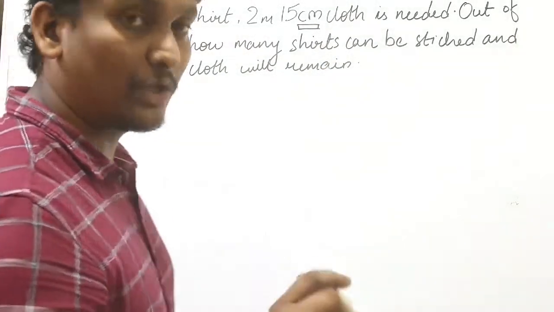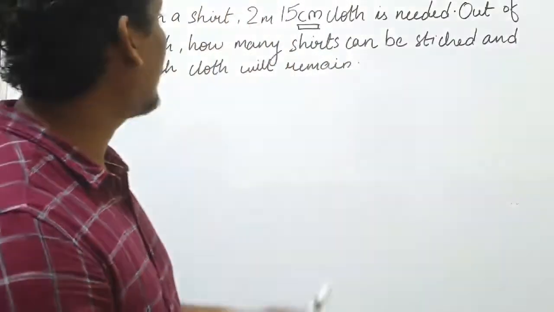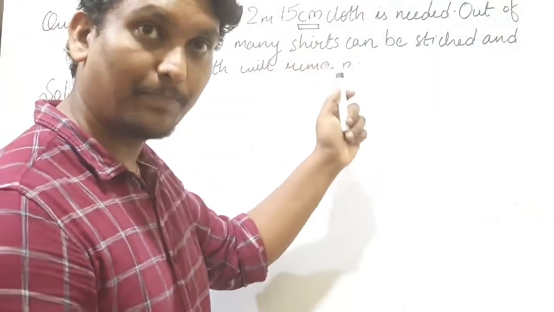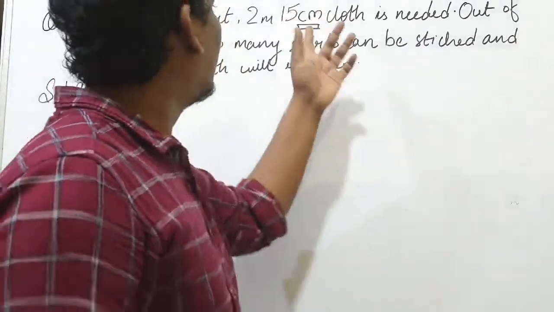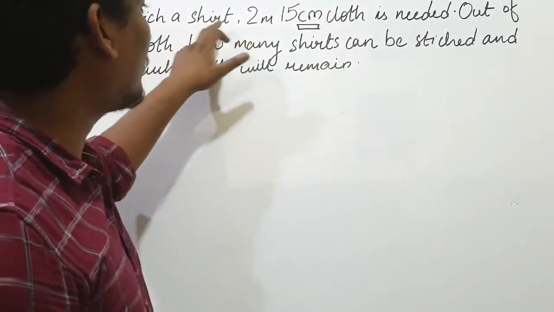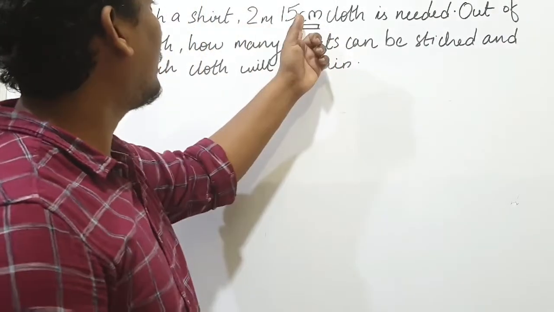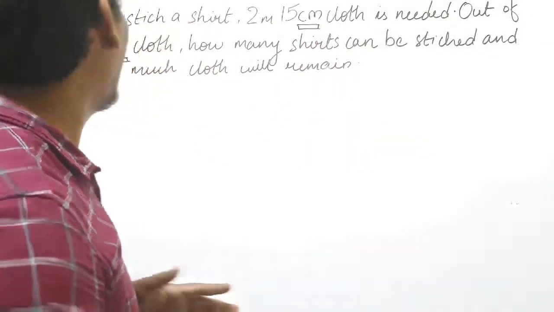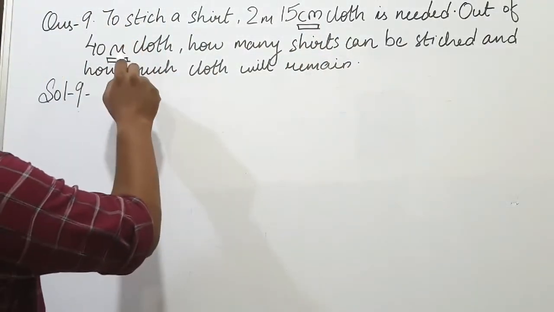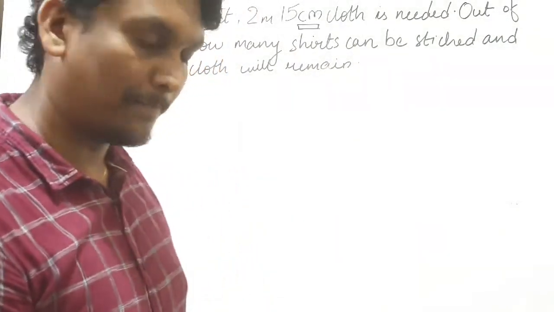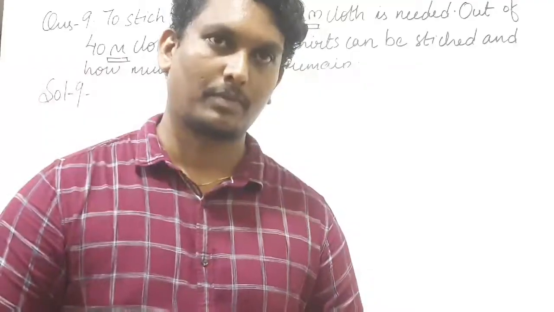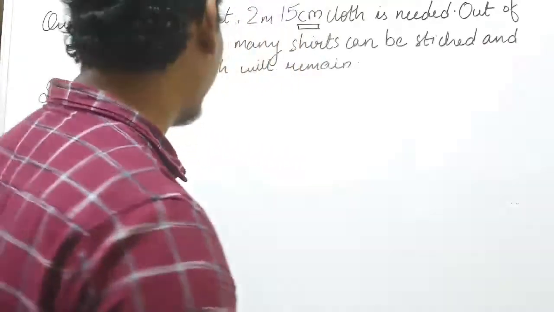Okay. So one thing you have to keep in your mind here is that the unit is centimeter. In this question, we are talking about one shirt and the unit is centimeter, but the total length is given in meter. So here we have to convert the units. Clear? So here come the steps.